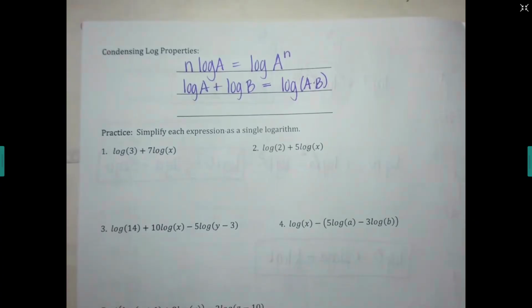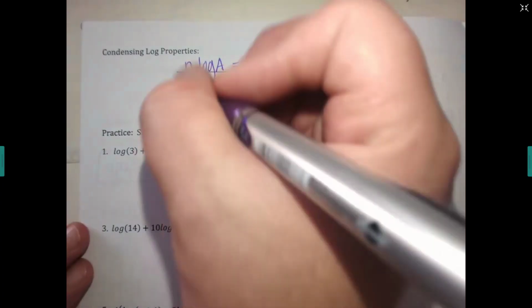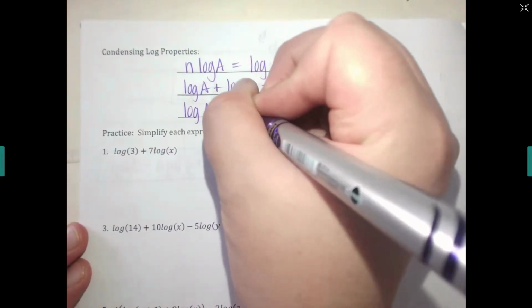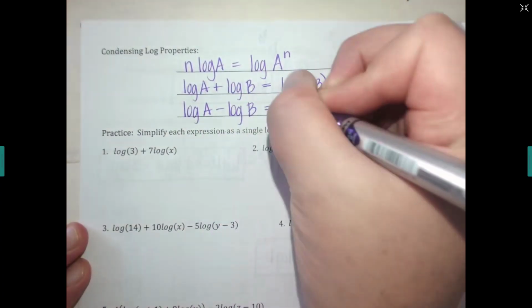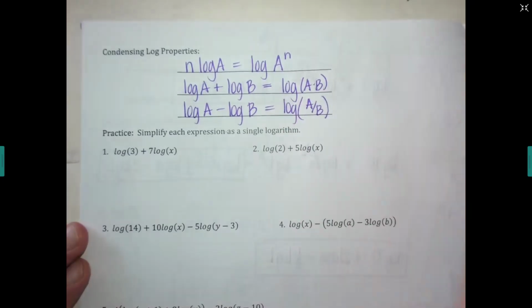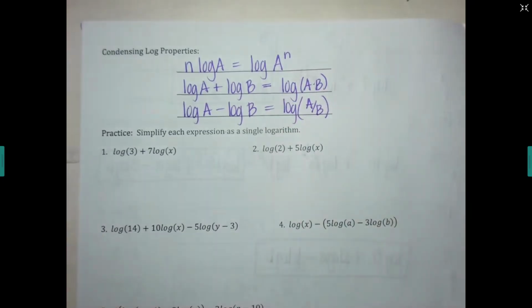And then what if my log A and log B are subtracted? How will I squish them back together in the same one? Divide. But remember, it's the exact same rules. The only difference is that now, rather than splitting everybody up into their own, you're squishing them back together into the same.